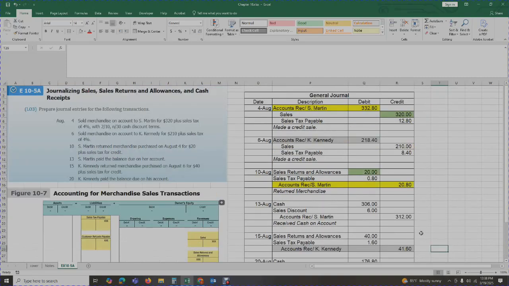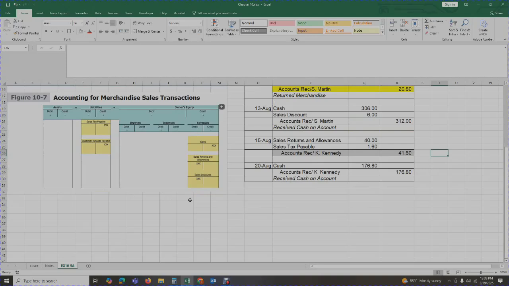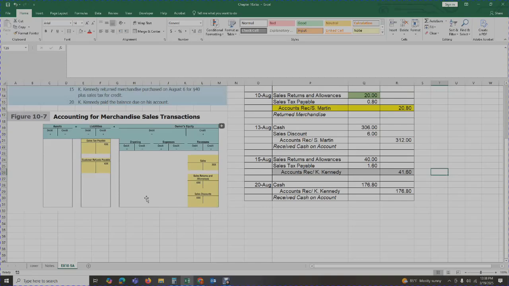All of the calculations have been covered in detail with you. Please make sure that you refer to your Figure 10.7, accounting for merchandise sales transactions, as you are working on all of the journal entries for this chapter. This is going to be a big help to you.